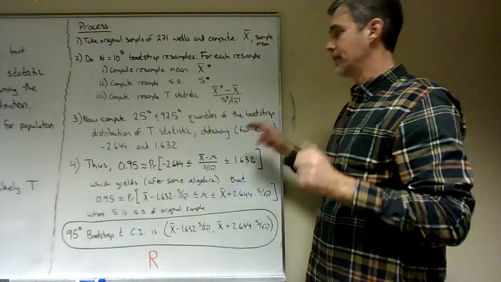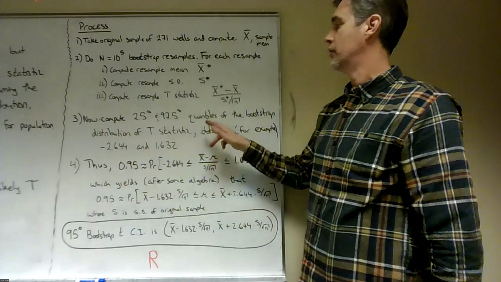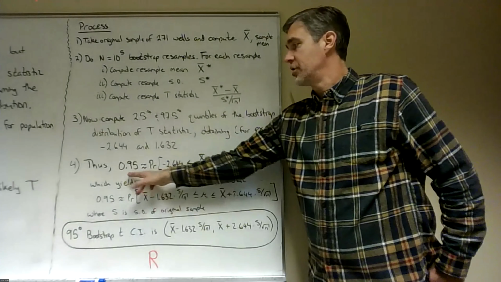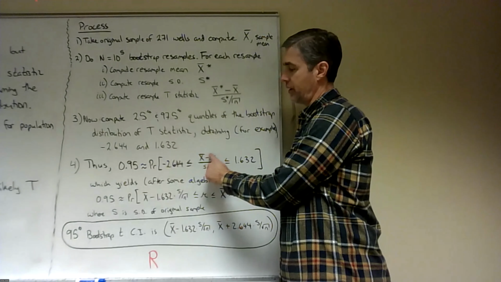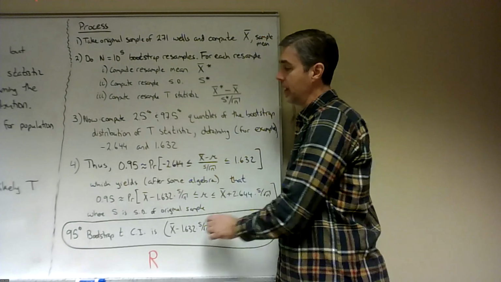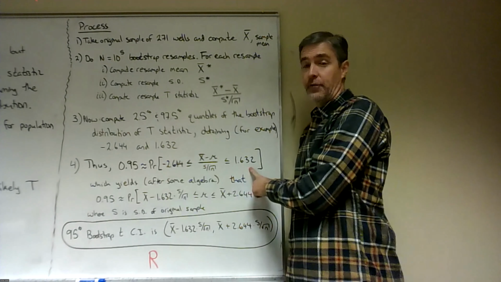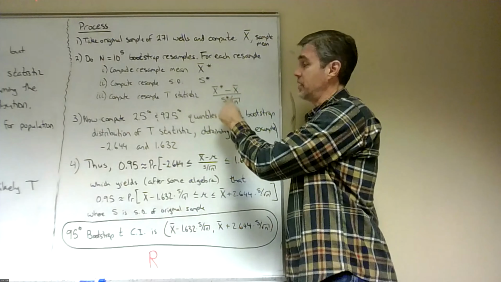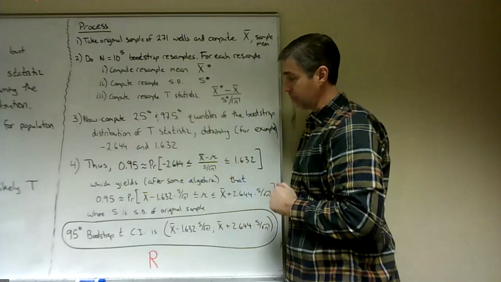So let's say I do that and I obtain negative 2.644 for the 2.5% quantile and 1.632 for the 97.5% quantile. What that is telling me is there's a 95% chance, approximately, because this is bootstrapping, that this T statistic, and note I've got the population mean back in here, is between negative 2.644 and 1.632. Because remember, I'm ultimately after a confidence interval for the population mean mu. So I replace the bootstrap T statistic with the T statistic with the original sample versus the population mean, okay?